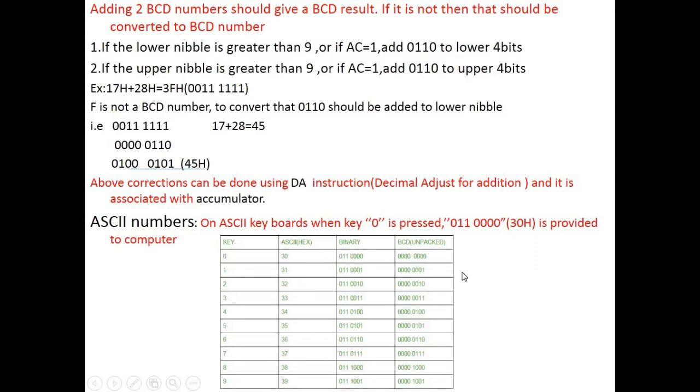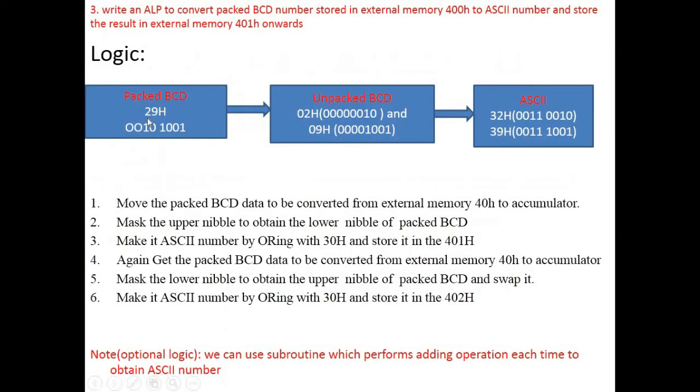Now we will see the logic and the program to convert packed BCD into its ASCII equivalent. Let's take an example: 29H needs to be converted into ASCII value. Packed BCD 29H is represented as 00101001. Before converting this into ASCII, first it needs to be converted into unpacked BCD.